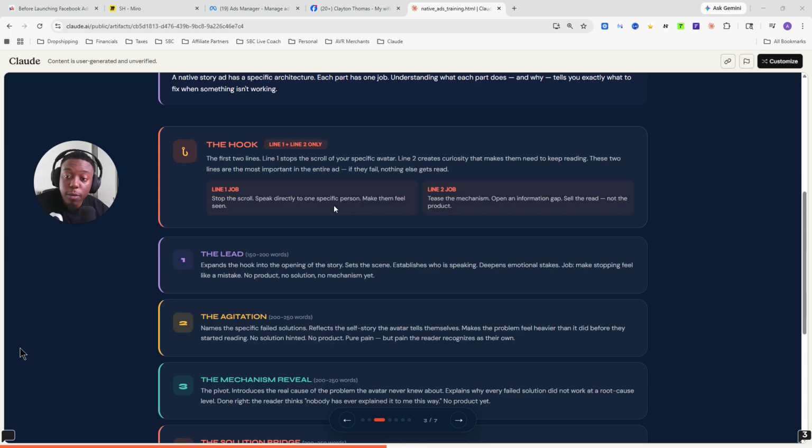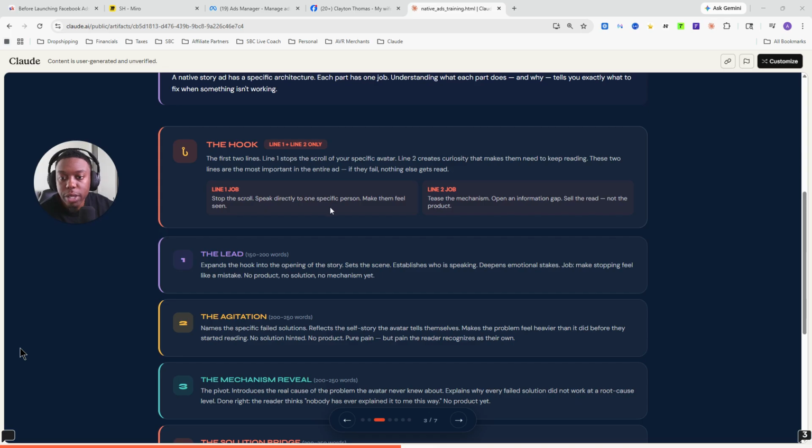One of the most important things, if not the most important thing in your copy, is your hook. No one's going to stop the scroll and hit the see more button to read the entire copy unless the hook is captivating and engaging. So the first two lines: line one stops the scroll of your specific avatar. Line two creates curiosity that makes them need to keep reading. These two lines are the most important in the entire ad. If they fail, nothing gets read.